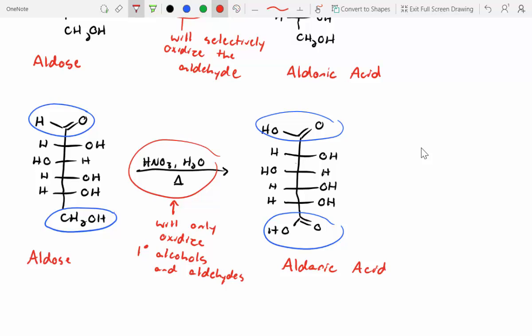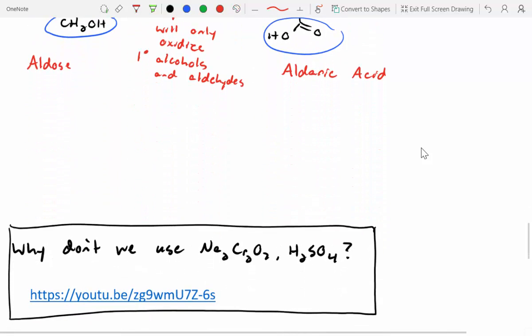So the main question I have for you guys is, what's the reagent we normally use to make a carboxylic acid from an alcohol? Chromic acid and sulfuric acid, right? So the main question is, why don't we use chromic acid and sulfuric acid to oxidize carbohydrates? Yeah, we got a lot of alcohols on here. And this brings me to the video I wanted to show you guys, just because I think it's interesting.